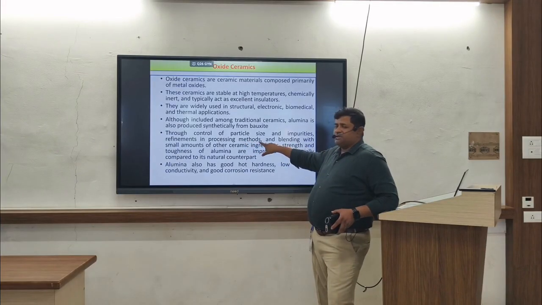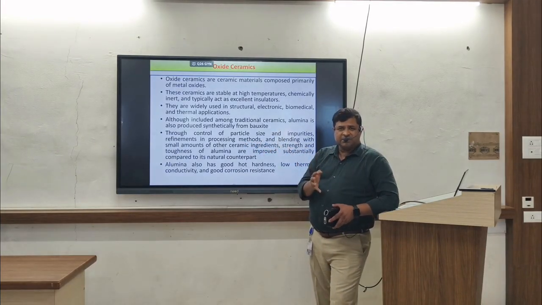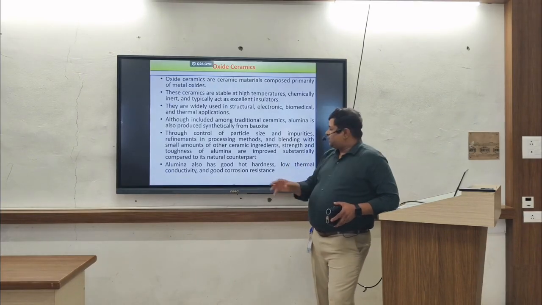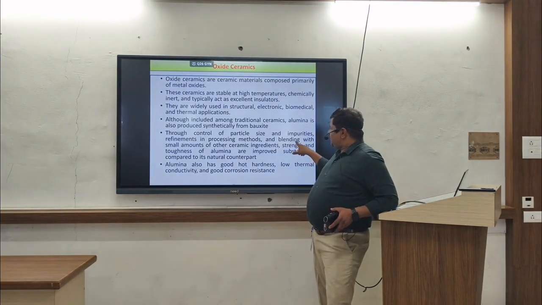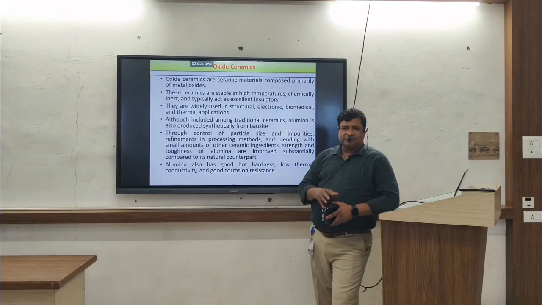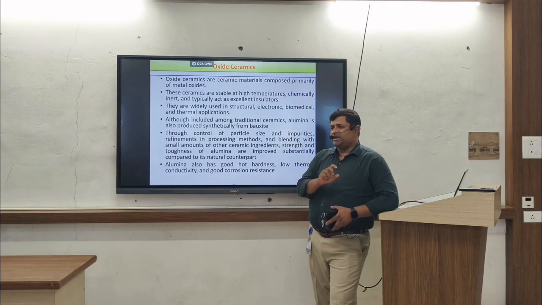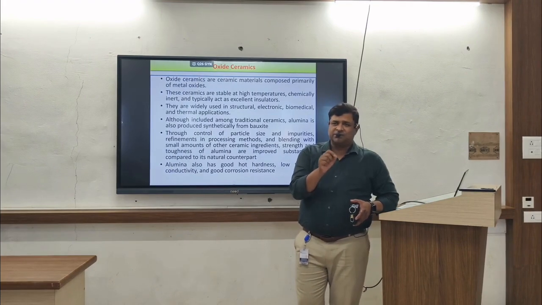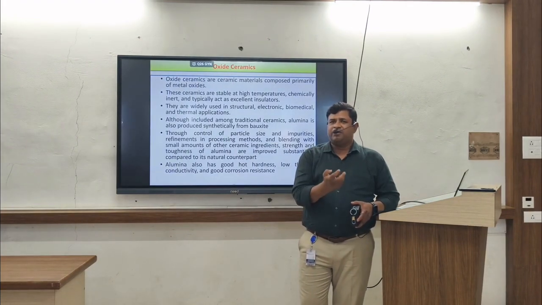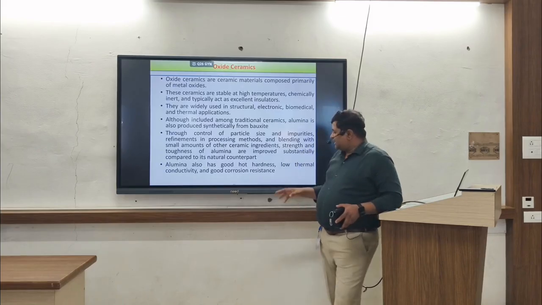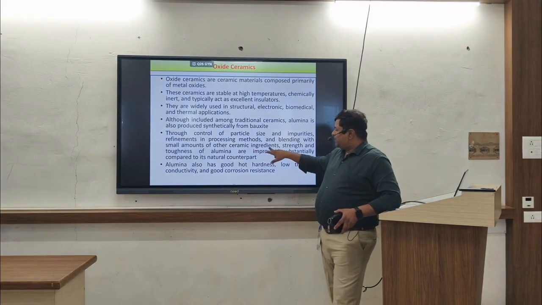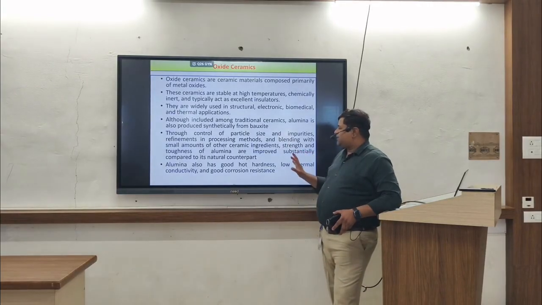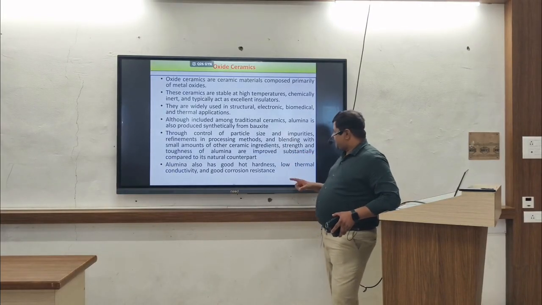Impurities, refinement in processing method. That means if there is any impurity inside that particular one during the process, you have to remove that impurity as much as possible so that the strength is again going to improve. Blending with the small amount of other ceramic ingredients, like just as we added different elements like molybdenum, tungsten to improve the strength or toughness of steel. Similarly, we can improve the strength of alumina by putting some ingredients into that particular one. Then strength and toughness of alumina can be improved substantially.